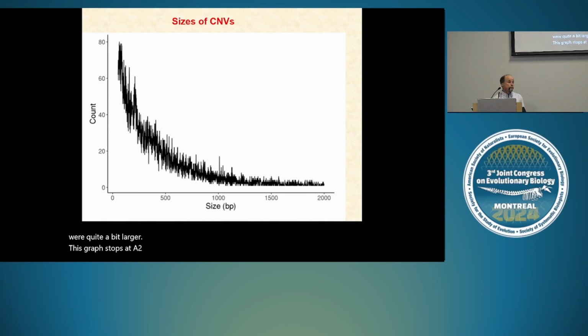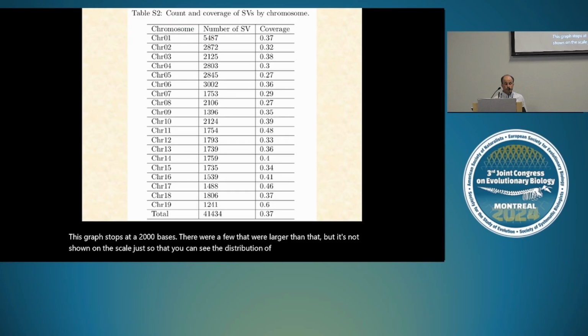There were a few that were larger than that, but it's not shown on the scale just so that you can see the distribution of the others better. Here's a distribution across the different chromosomes. There are 19 chromosomes in Populus trichocarpa, and one of those chromosomes also has a sex locus. And here you can see the coverage across the chromosome.